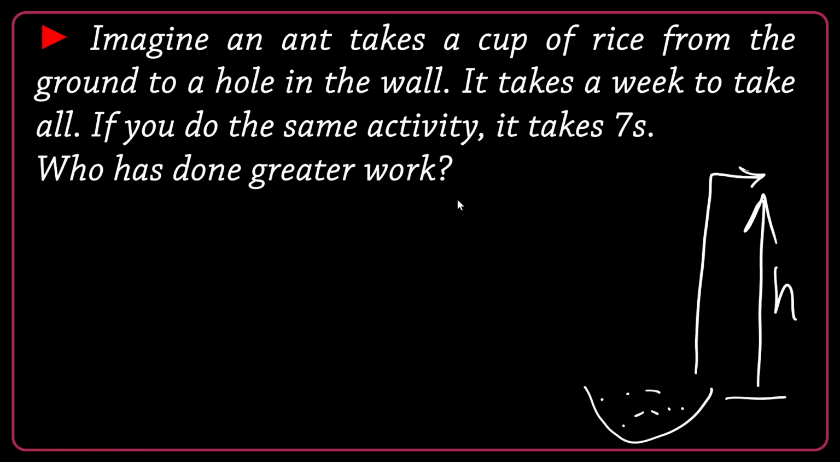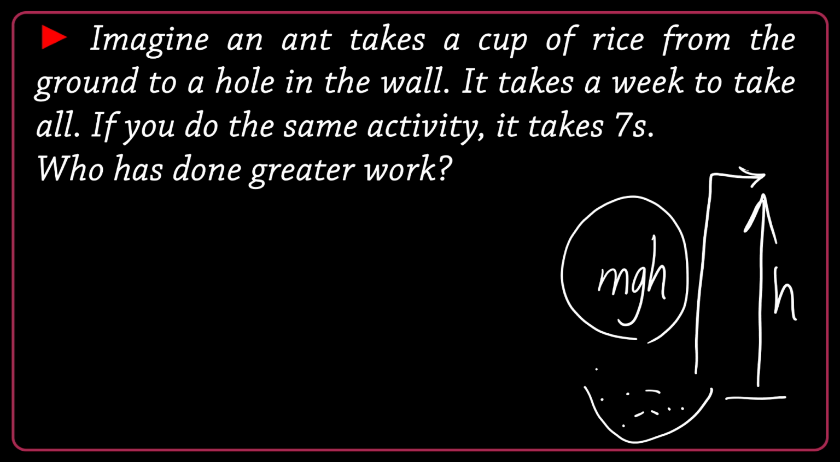The work done against gravity to take this cup of rice to that specific altitude is minimum mgh. At least you have to do this work against gravity because you are storing gravitational potential energy in this cup of rice to take it to that specific height. So it's the minimum work done. No matter if you are doing that or the ant, same. So the work done is the same for both.